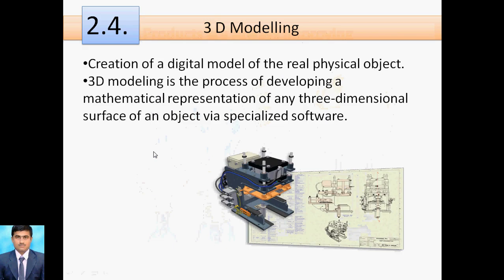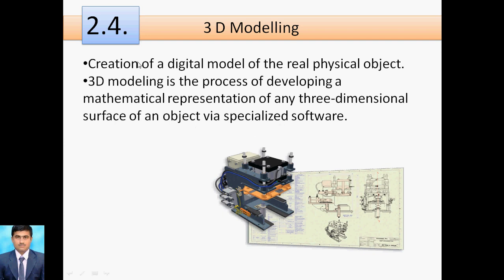Now we move to 3D modeling. In that content, as you know, it is the creation of a digital model of a real physical object. We can imagine and develop a 3D model, so it can be visualized effectively, and then it can be specified to the manufacturer, so it helps to modify as well as produce a product. In short, we can say it is the process of developing a mathematical representation of any three-dimensional form of the object via specialized software.